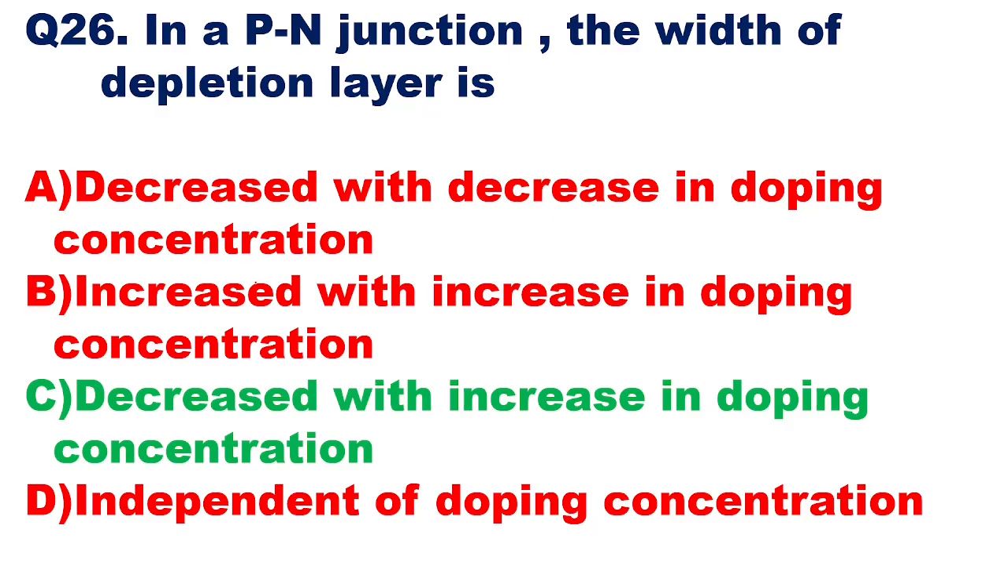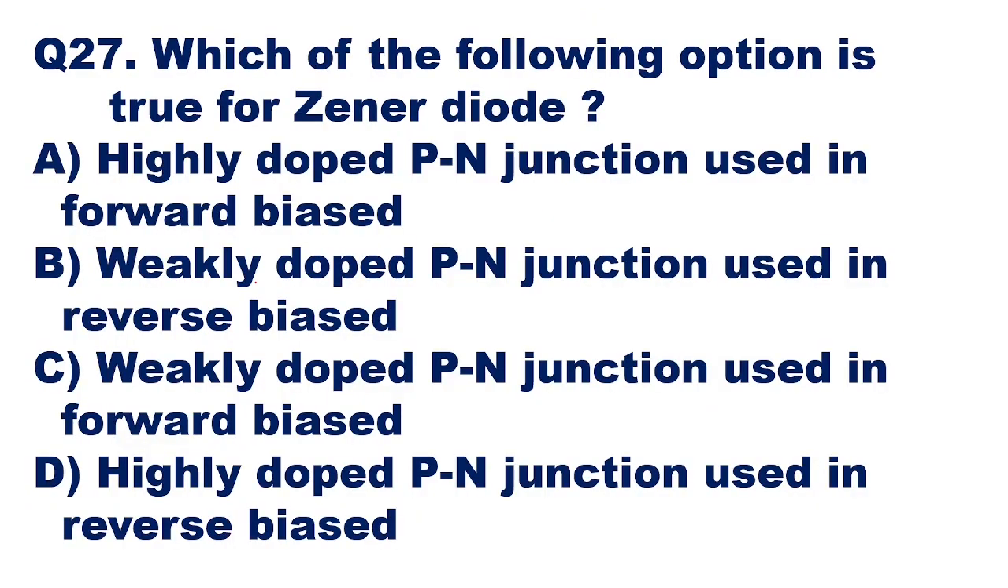Then we'll go to the next question, question number 27. Which of the following options is true for Zener diode? Options are: highly doped p-n junction used in forward bias, weakly doped p-n junction used in reverse bias, weakly doped p-n junction used in forward bias, highly doped p-n junction used in reverse bias. Now we know that a Zener diode is usually used in reverse bias and it is a highly doped p-n junction whose depletion layer width is less. So option D will be the right answer. It is a highly doped p-n junction used in reverse bias.